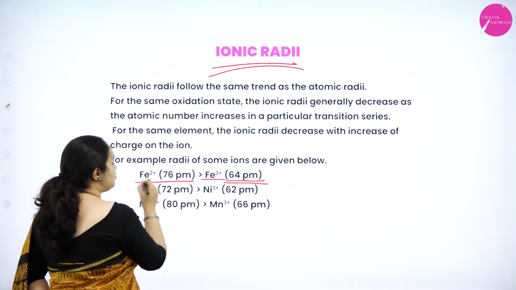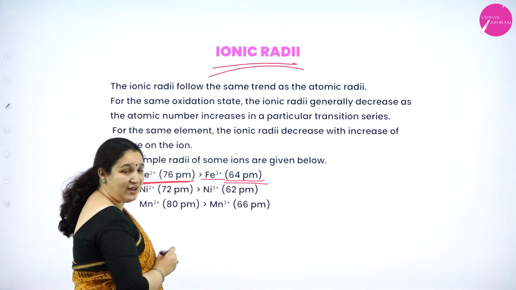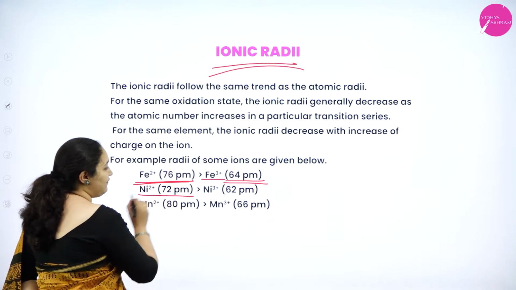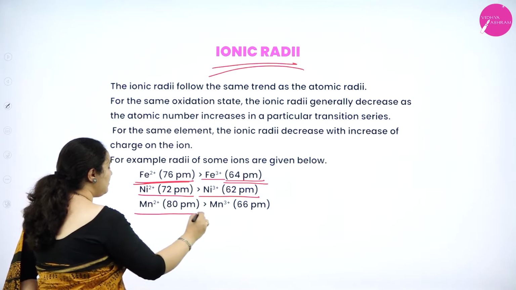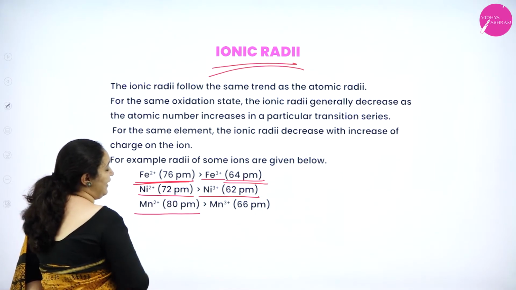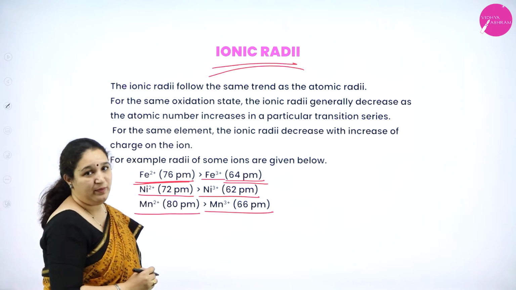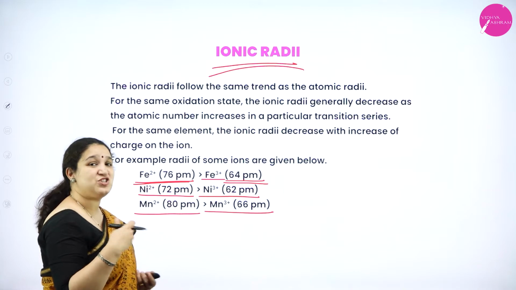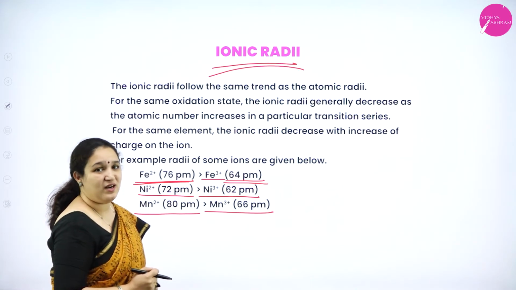So Fe plus 2 state has 76 picometer, but in Fe plus 3 state the ionic radii is 64 picometer. Nickel in plus 2 state is 72 picometer, plus 3 state 62 picometer. Manganese plus 2 state 80 picometer, plus 3 state 66 picometer. So you can see as the charge or the oxidation state of the element increases, the ionic radii is reducing.